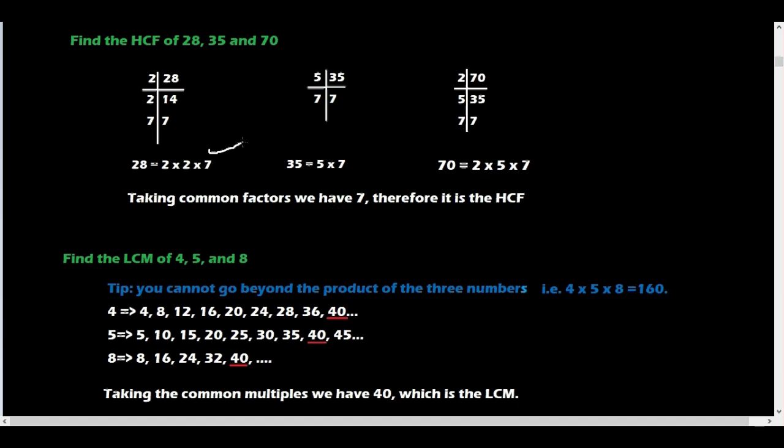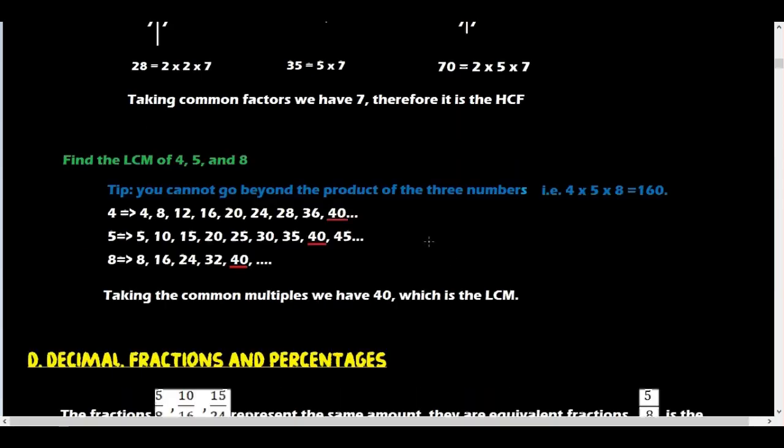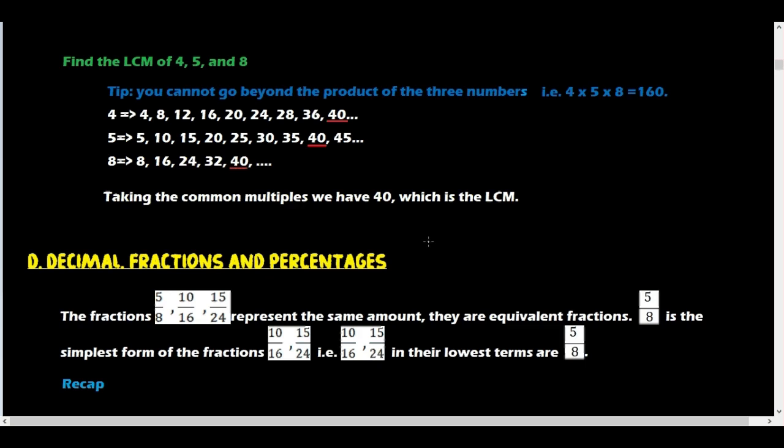Then taking all the common factors of the three numbers, we have 7 common in all the numbers. We do not have a 2 in 35 and we do not have a 5 in 28. 7 is the only one common in the three numbers. Therefore 7 is what? It is the highest common factor.